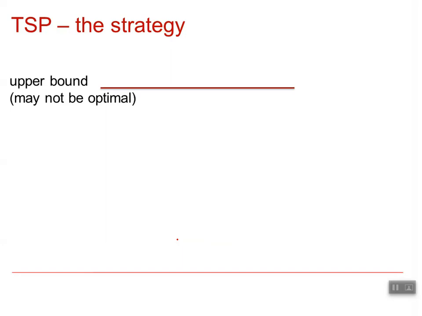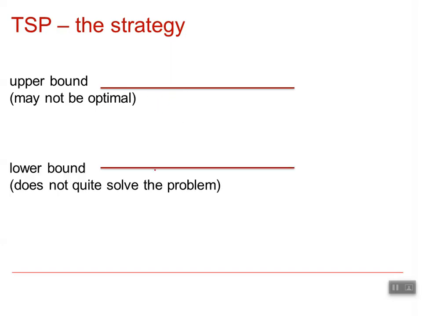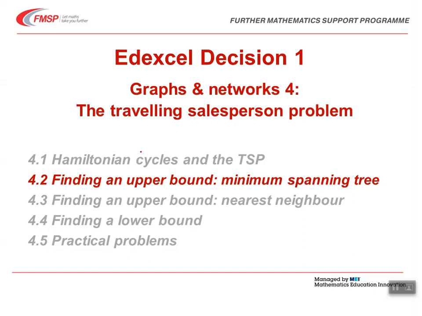Just to visualize then, what we try to do is find an upper bound that may or may not be optimal. We find a lower bound that does not quite solve the problem. And we try to reduce this interval by finding a smaller upper bound or a larger lower bound. If we can reduce this interval, then we will be honing in on the optimal solution. If the upper bound and the lower bound that we find are actually the same, then an optimal solution has been found. In the next section we will be looking at finding an upper bound using a minimum spanning tree.